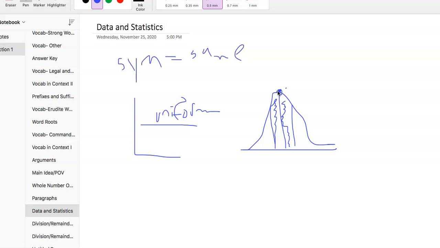And again, kind of going back, if it's skewed, then we have a ton of data points over on the left and not very many over on the right. And then that changes how this graph looks. Okay, so that is everything that we need for data and statistics.